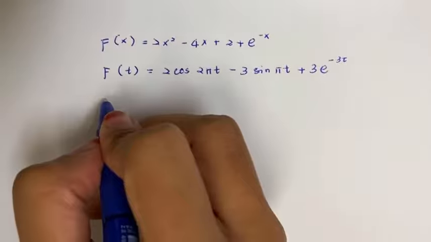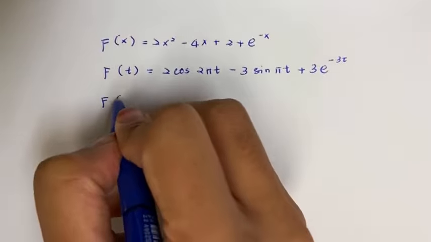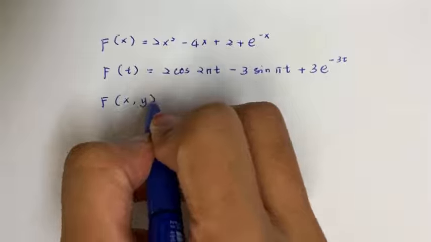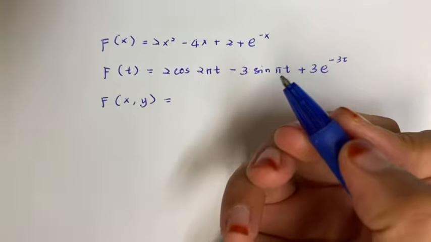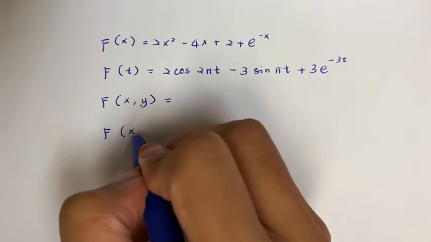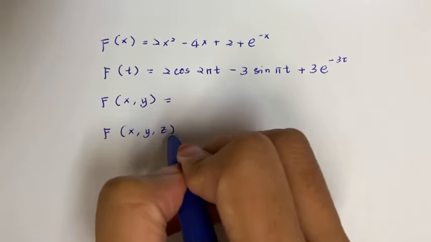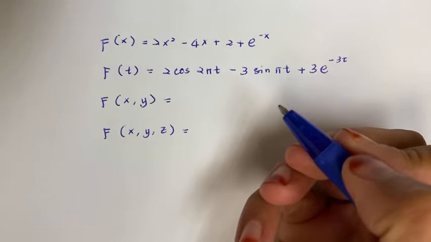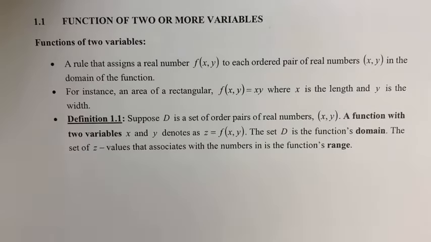Now in this chapter we will look at f(x, y). This is a function with two variables, or you might have f(x, y, z). This is a function with three variables. Subtopic 1.1, function of two or more variables.